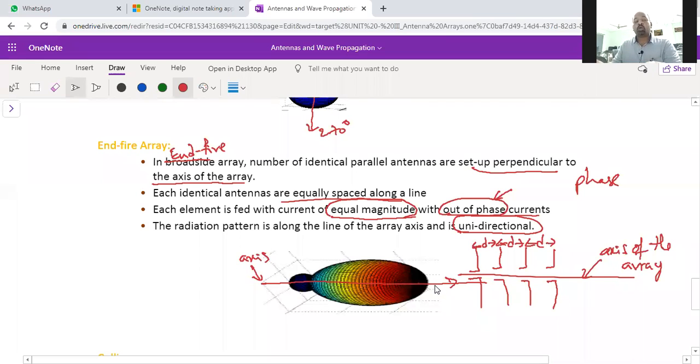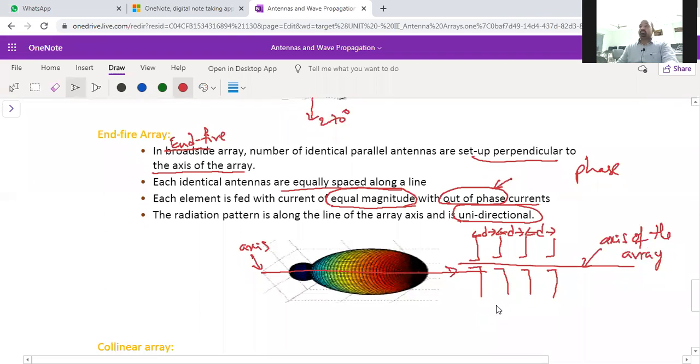So therefore the only difference between a broadside array and an end-fire array is the excitation phases. In a broadside array they are in phase, whereas in an end-fire array they are out of phase. That is the only difference between broadside array and end-fire array.